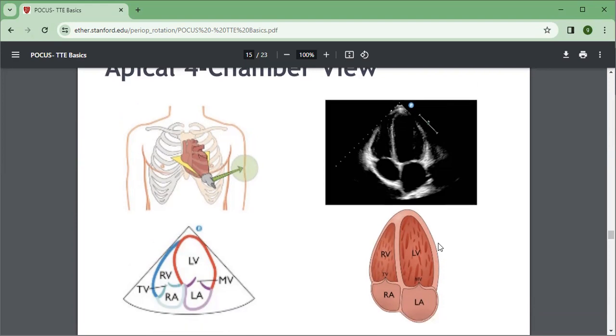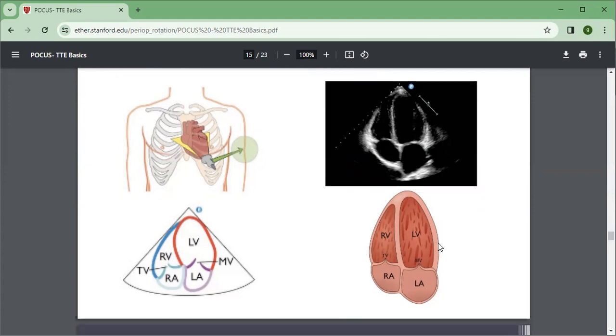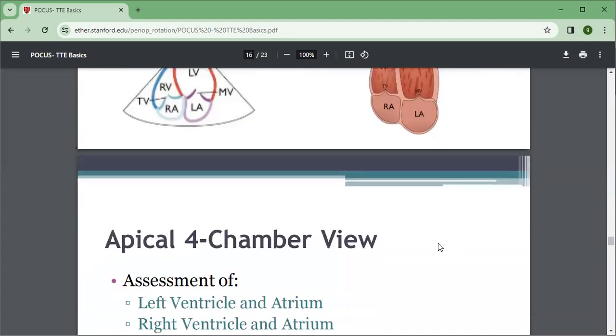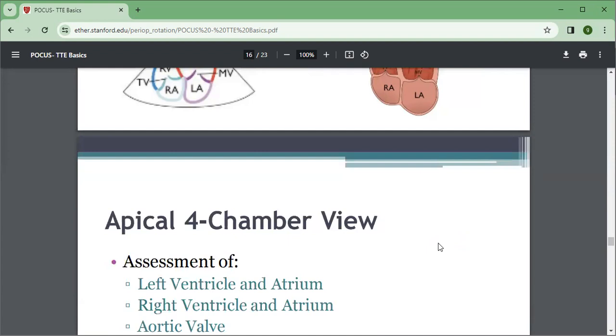In this window, you can see the left ventricle, the right ventricle, the mitral valve, the right atrium, the left atrium, the tricuspid valve. You can also see the aortic outlet, the atrial septum, and the ventricular septum. You can visualize them. So this is the four chamber view.